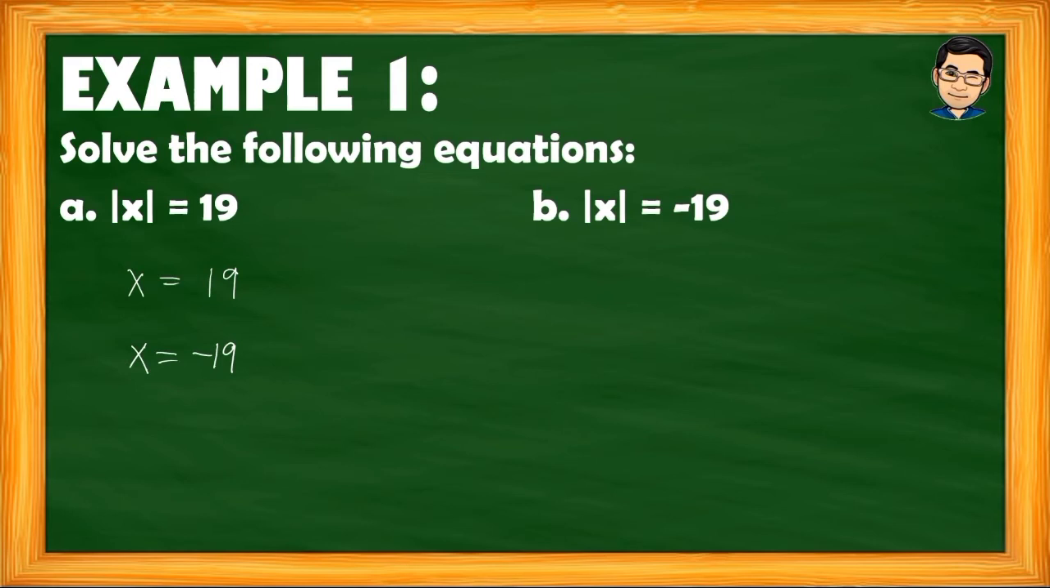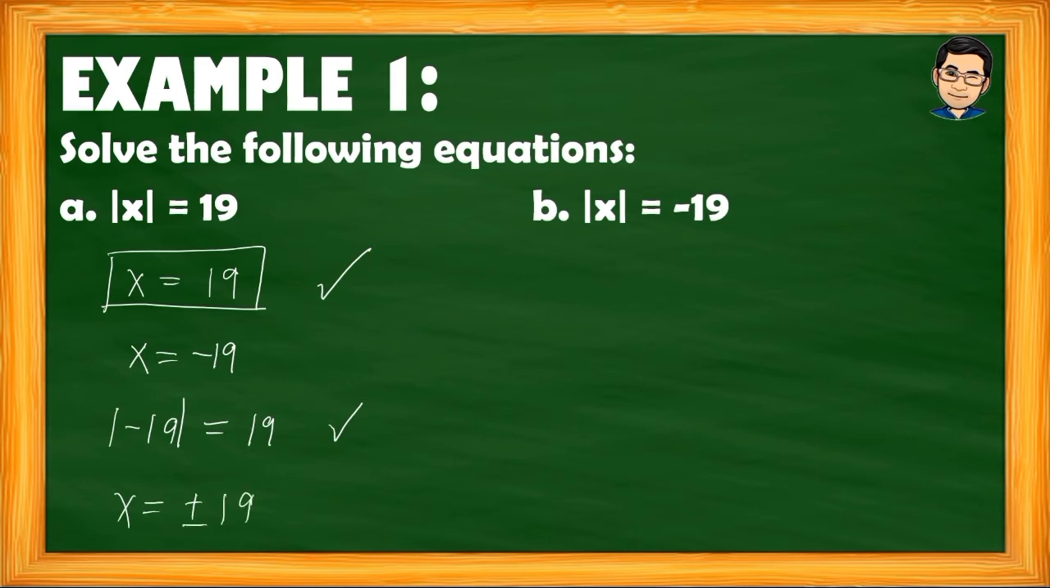So, kapag chinek natin yan, so like for example, ito, x is equal to 19. Sinubstitute natin yan sa given equation. So, the absolute value of 19 is 19. So, equal po siya. And then, the absolute value of negative 19 is positive 19. Tatandaan, kapag naka-enclose yung negative integer sa absolute value symbol, so, kahit negative pa siya, magiging positive. So, the absolute value of negative 19 is positive 19. So, yung solution natin dito is positive negative 19.